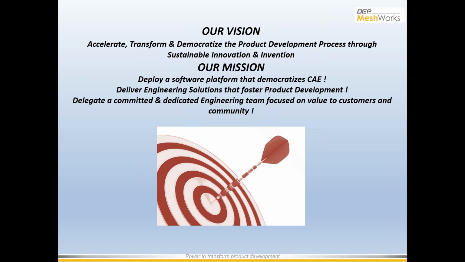My name is Radha Krishnan from DEP. I'm responsible for all the software product development and also the engineering process development. Our goal and our vision is to accelerate and transform the product development process through continuous innovation. And anything and everything that we do at DEP is all about how to reduce your product design and developmental time, and also how to optimize your products.